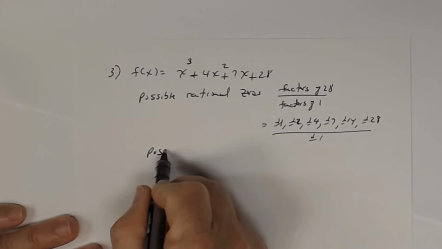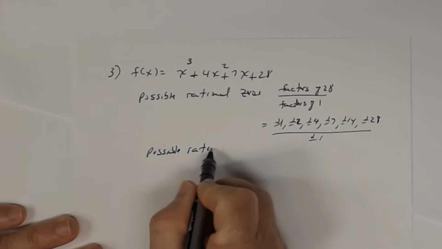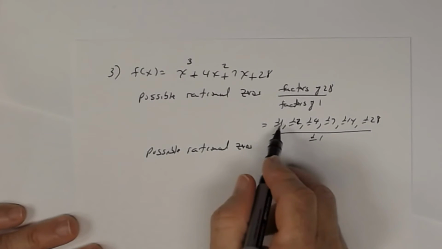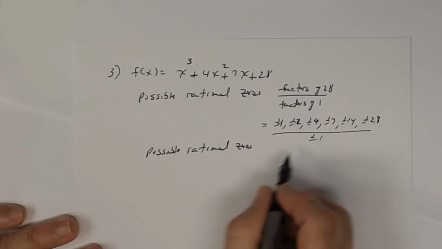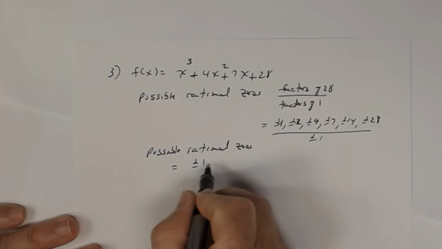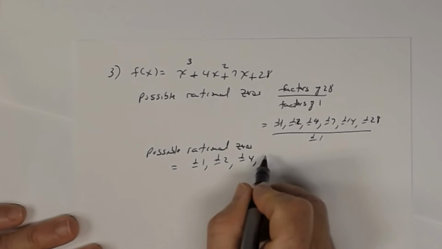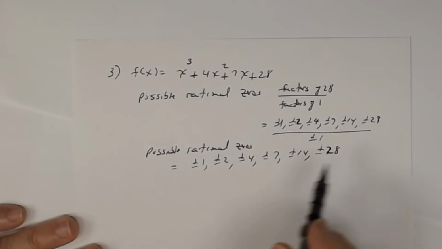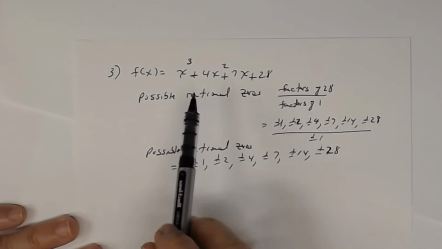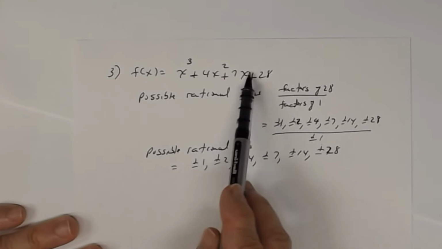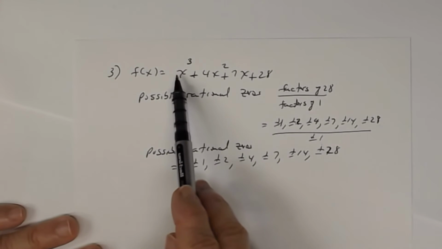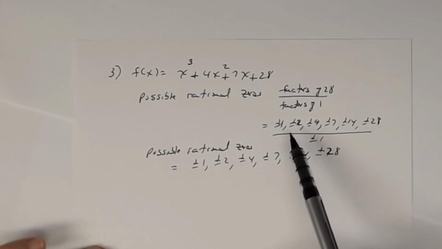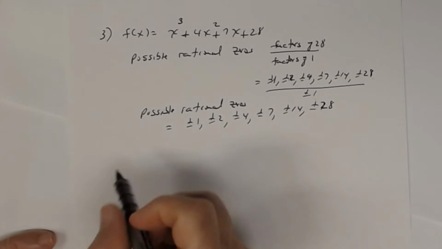So your possible rational zeros, okay, it's all of these divided by 1. So 1 divided by 1, 2 divided by 1, 4 divided by 1, and so on. So your possible rational zeros would be plus or minus 1, plus or minus 2, plus or minus 4, plus or minus 7, plus or minus 14, plus or minus 28. So these are all your possible rational zeros. So the rational zero theorem says that if this polynomial function has any real zeros, it'll be one of these listed. So let's go ahead and try 1, see if 1 works.